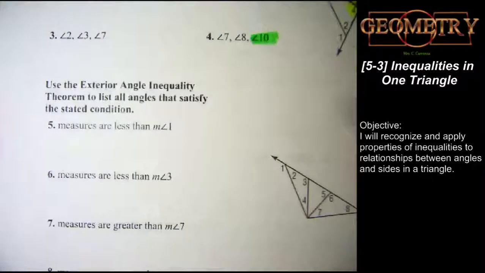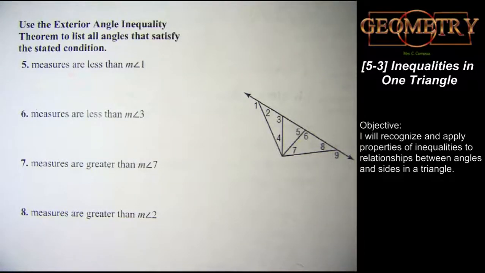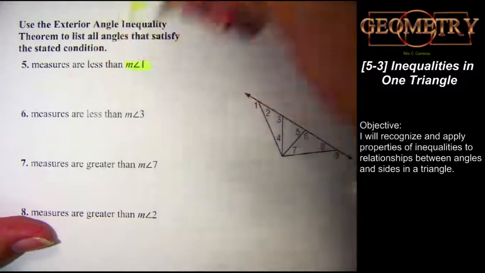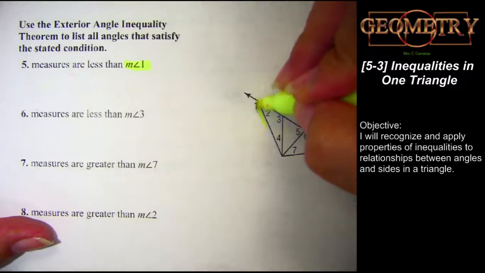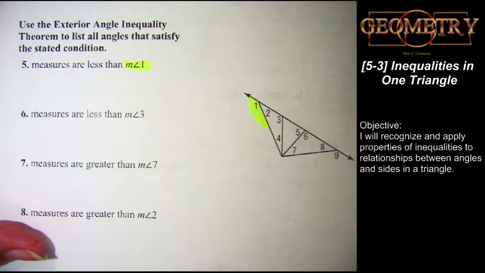Okay. Let's do this next example. We're using the exterior angle inequality theorem again. So bust that one out and have that sitting next to you so you can look at it. And we want to use that to list all the angles that satisfy this stated condition. And the condition is that we need things less than the measure of angle 1. So we need things whose angle measures are smaller than that. 3 and 4. All right, 3 and 4.